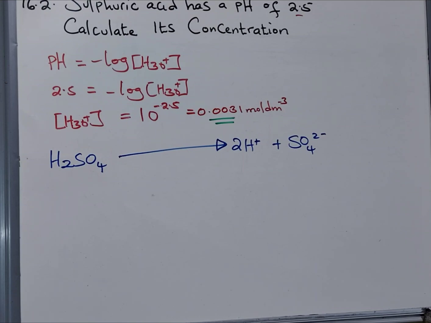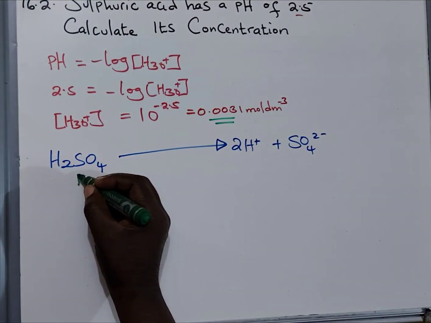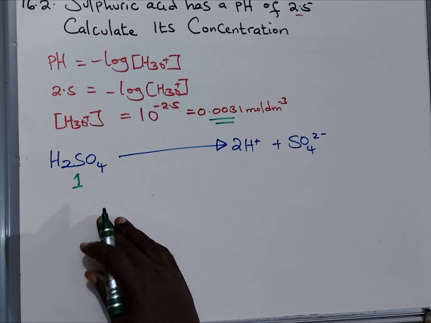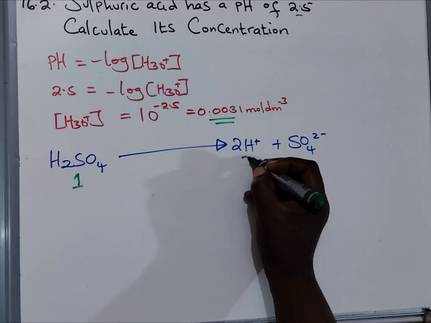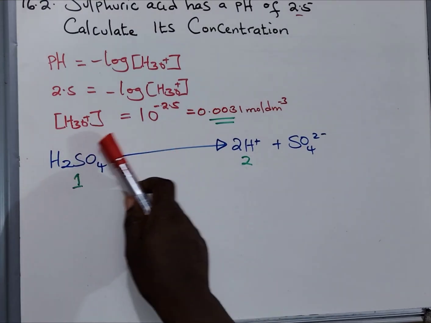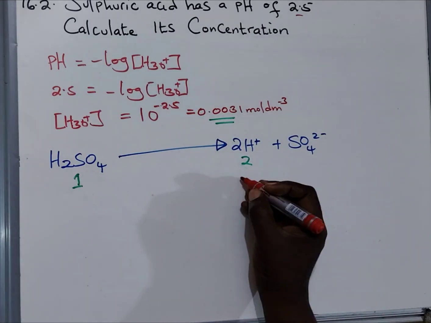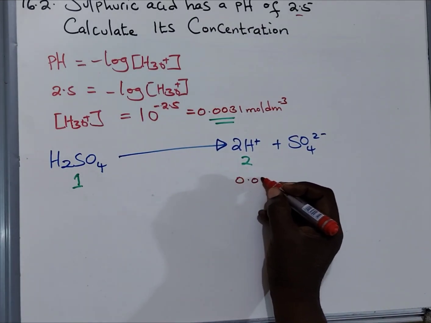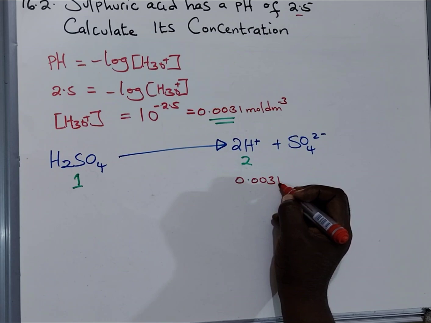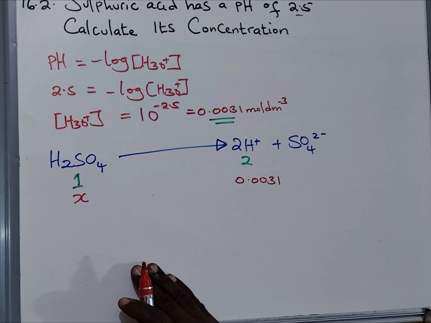So what do we get from this expression? You get the mole ratio. This shows that 1 mole of sulfuric acid ionizes to give you 2 moles of hydrogen ions or hydronium ions. But we know the concentration of hydronium ions, so we put it here. It is 0.0031. And here, we don't know it, but it's calculable.